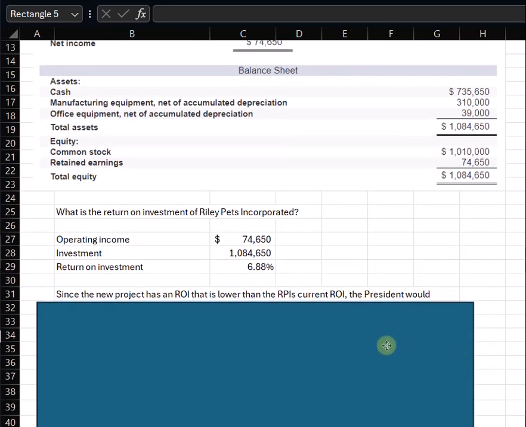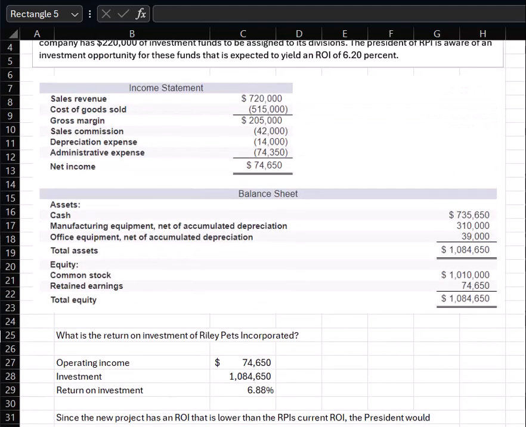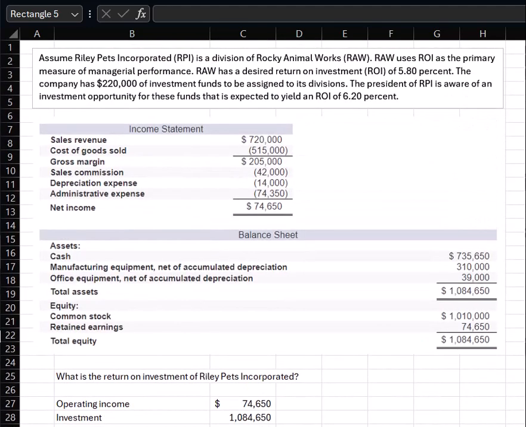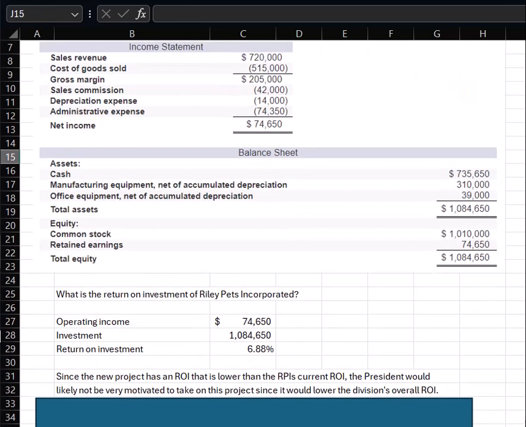First off, let's figure out, would the president be inclined to accept this return? And the answer is no. That's because his current ROI was higher. We've calculated that his current ROI is 6.88. The new opportunity is 6.2. So the president would not be all that excited about this project.